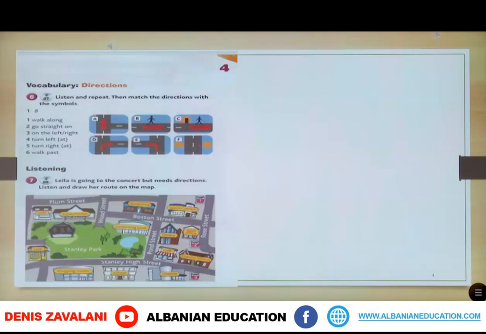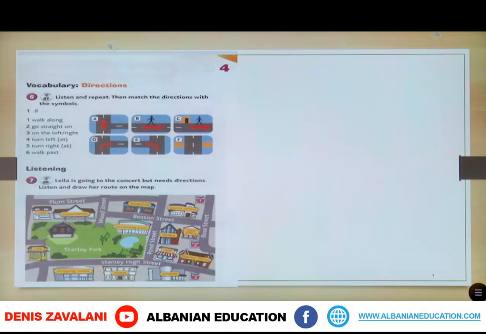Here are the symbols to give us directions, so which direction to go to. You have the symbols from picture A to picture F, and also the phrases that we use from 1 to 6. First you're going to listen to it and try to match which direction is in which picture. Listen to it first.